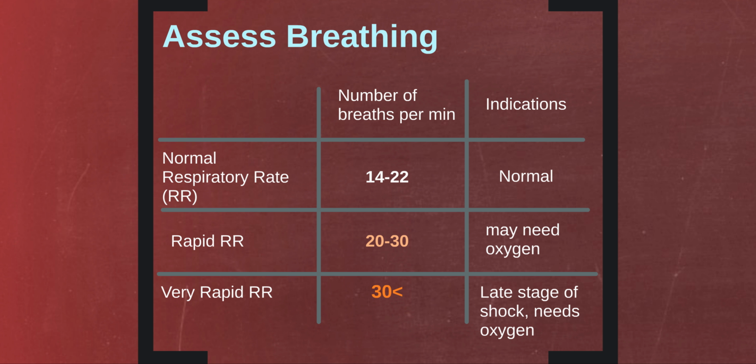The normal respiratory rate is between 14 and 22 breaths per minute. A rapid respiratory rate is between 20 and 30 breaths per minute, and the patient may need oxygen. A very rapid respiratory rate is greater than 30 breaths per minute. This is seen in the late stage of shock, and the patient needs oxygen.